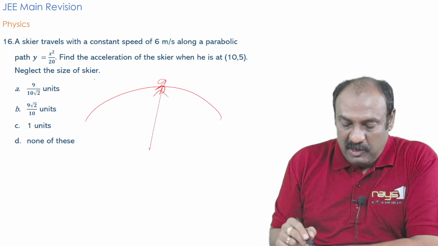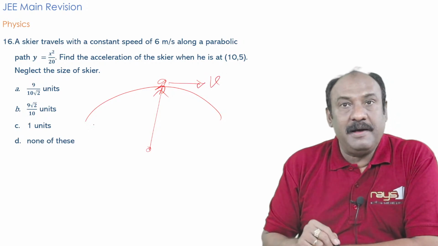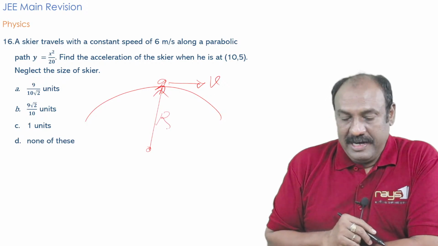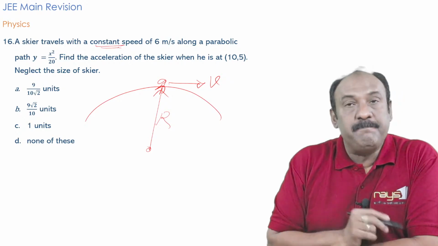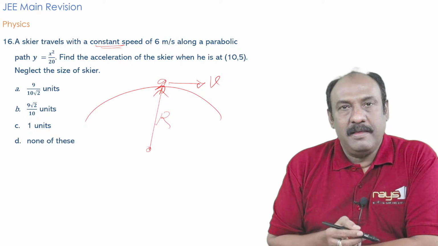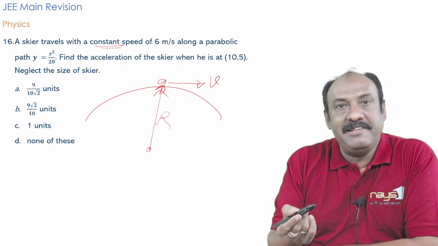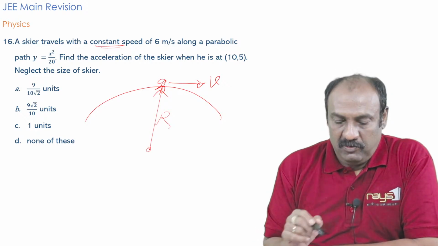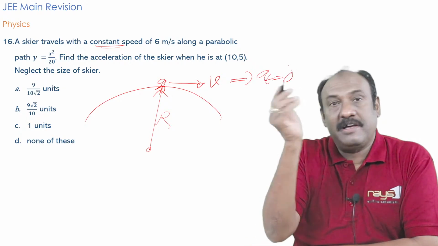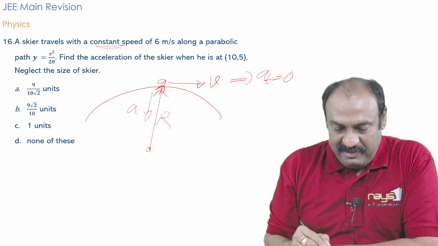It travels along the parabolic path with respect to a center, moving with velocity v, and here the radius is r. So indirectly it moves on an arc path with constant speed, so its tangential acceleration is 0. So on the skier, tangential acceleration is 0. So the skier will experience only centripetal acceleration towards the center, that is a_c.